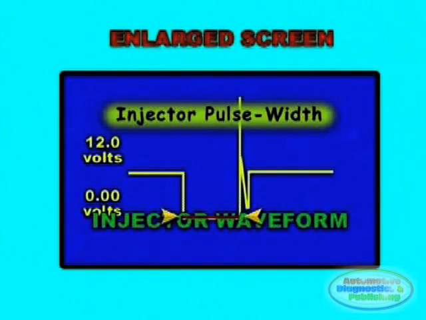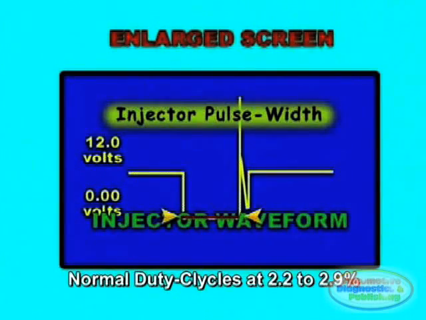Obviously, you're not going to have the same rate of pulsation at idle as you would at 3000 RPMs. The injector pulse width should not be confused with duty cycle. The best indicator of an engine's fuel consumption is the duty cycle value of the injector pulse. As a rule, most engines will have a duty cycle of between 2.2 and 2.9% at idle. The duty cycle is simply the ratio of on to off time. You are going to have higher than 2.9% on an engine that is running rich, and vice versa.